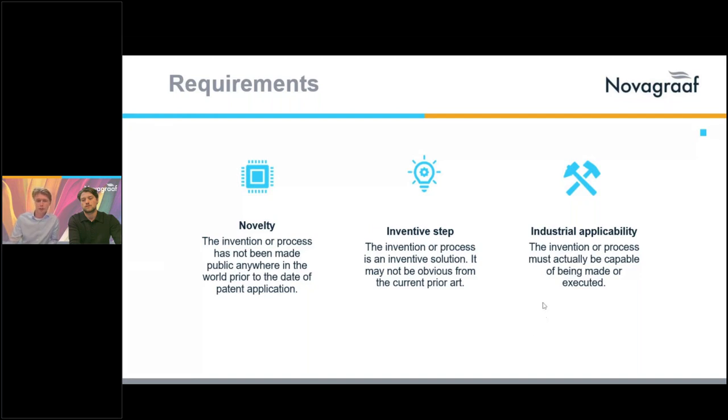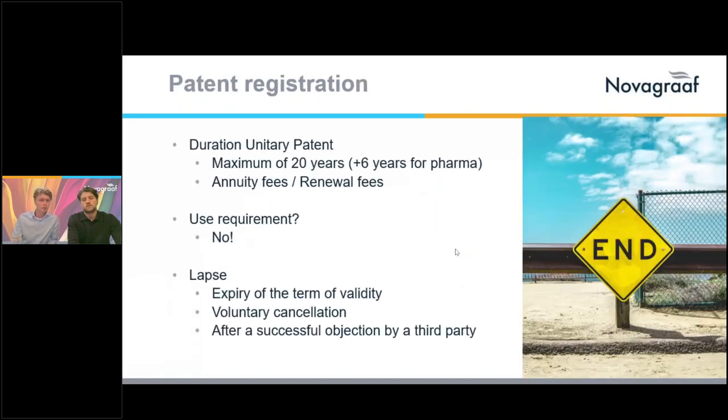And the invention or process must be industrial applicable, which means that it must actually be capable of being made or executed. The duration of a patent is in most territories 20 years, but they made an exception for the pharma industry. They can have an additional 6 years, and that is because inventing and producing medicine is very time consuming, very expensive. So when you have invented a new medicine, you have 6 additional years to recoup your investment.